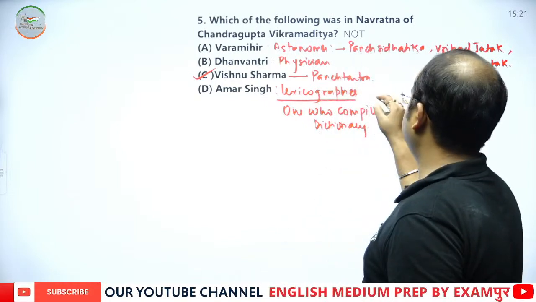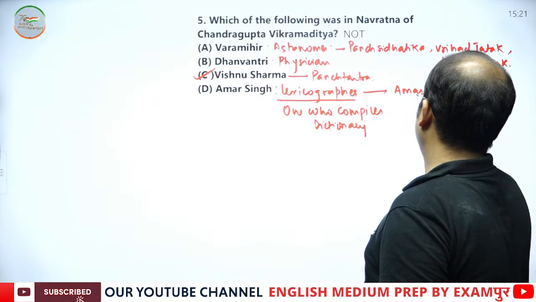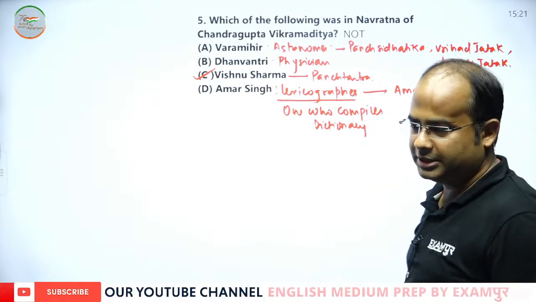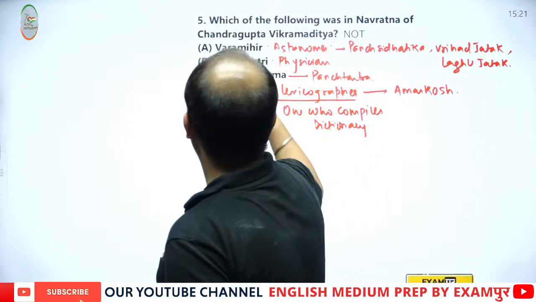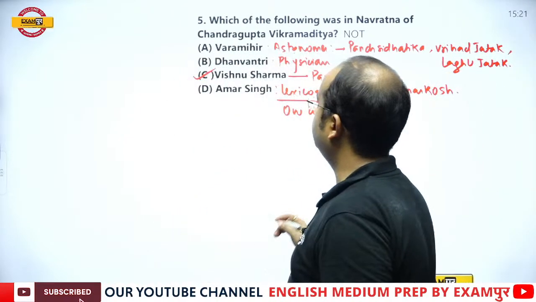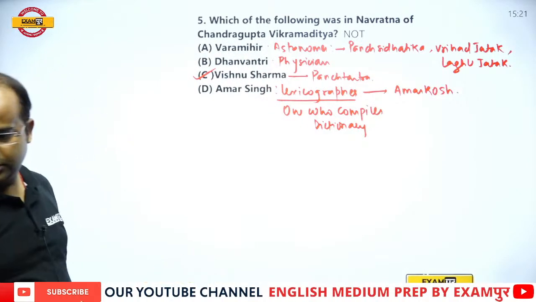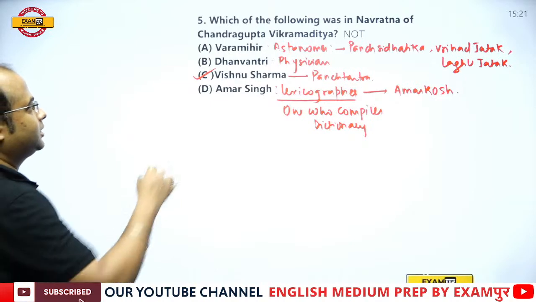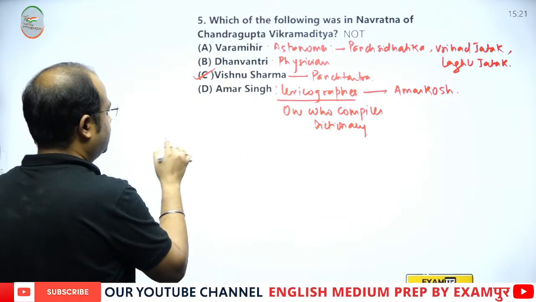And he wrote the dictionary, that is Amarkosh. So these four were the Navratnas of Chandragupta Vikramaditya, and Amar Singh was not. So guys, if I talk about all the Navratnas of Chandragupta Vikramaditya, these are the first three: Varamihir, Dhanvantari, Amar Singh.